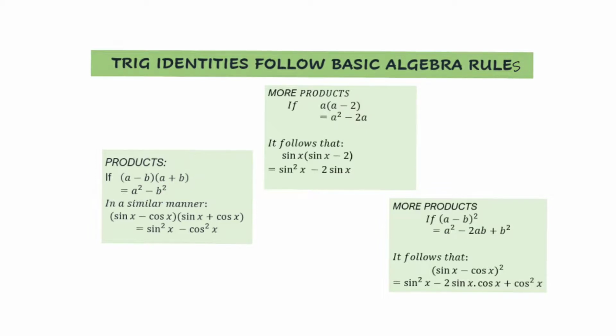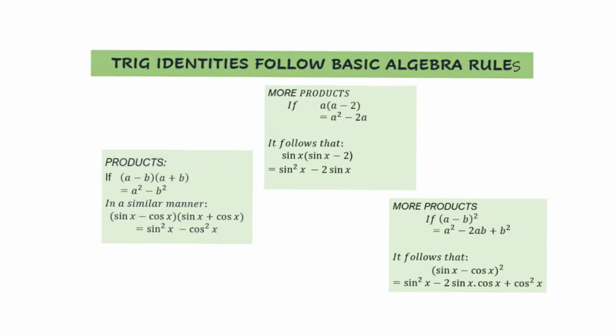Okay, if you want to do the distributive property, that's the algebra. You can also do it with sines and sine x minus 2. You just multiply those two terms as well as those two terms and you get the answer.